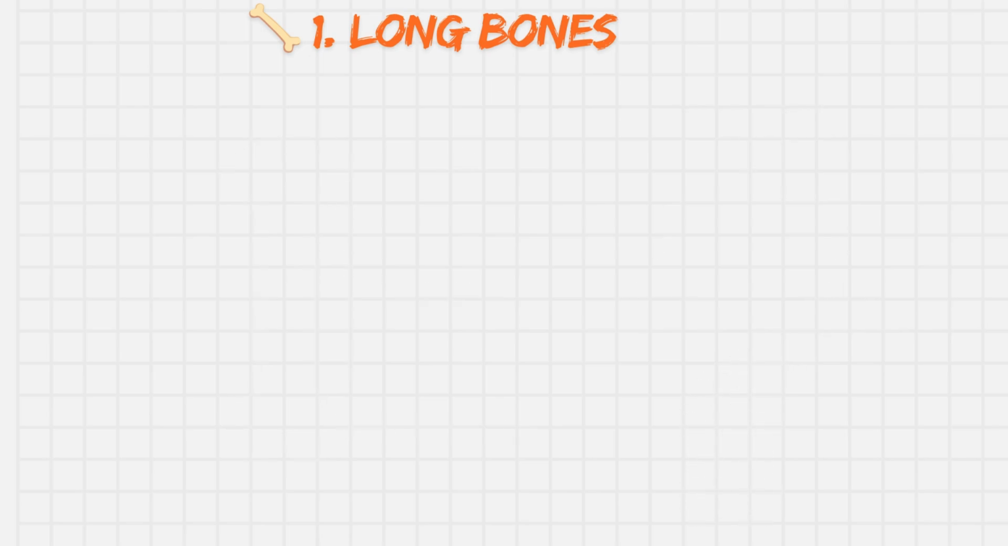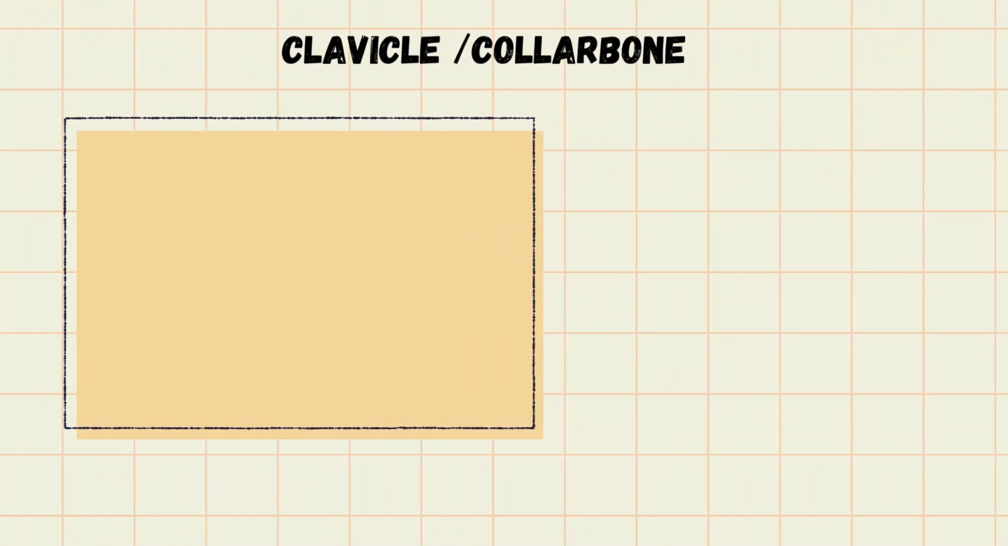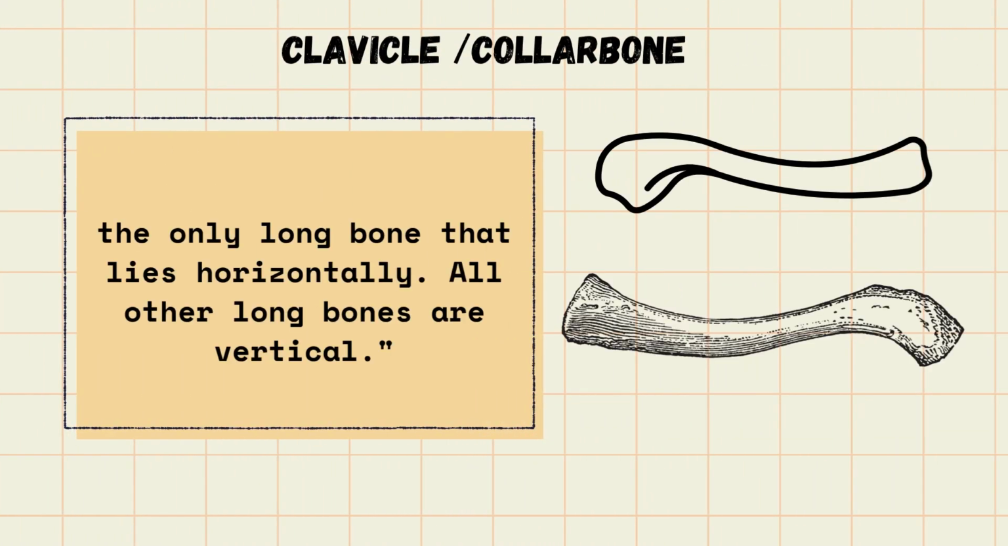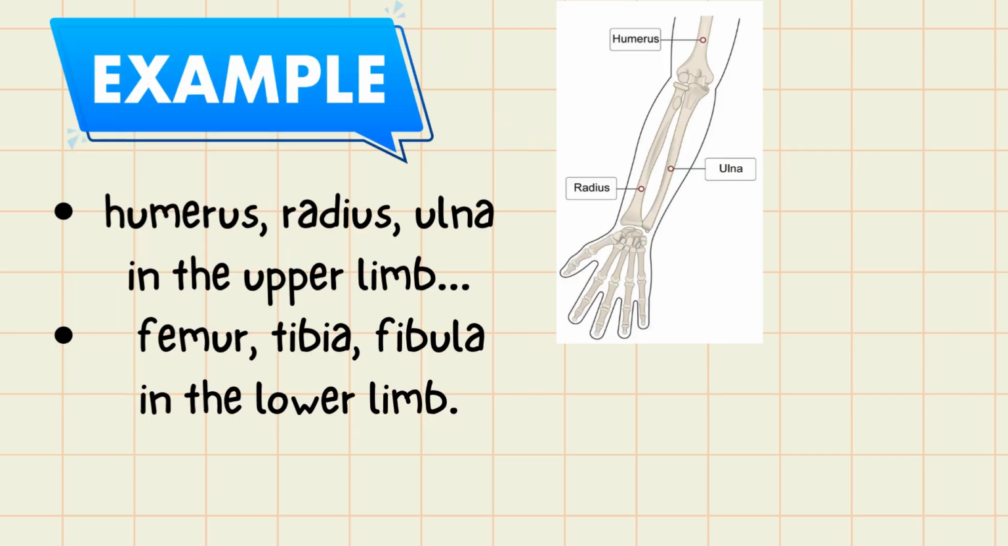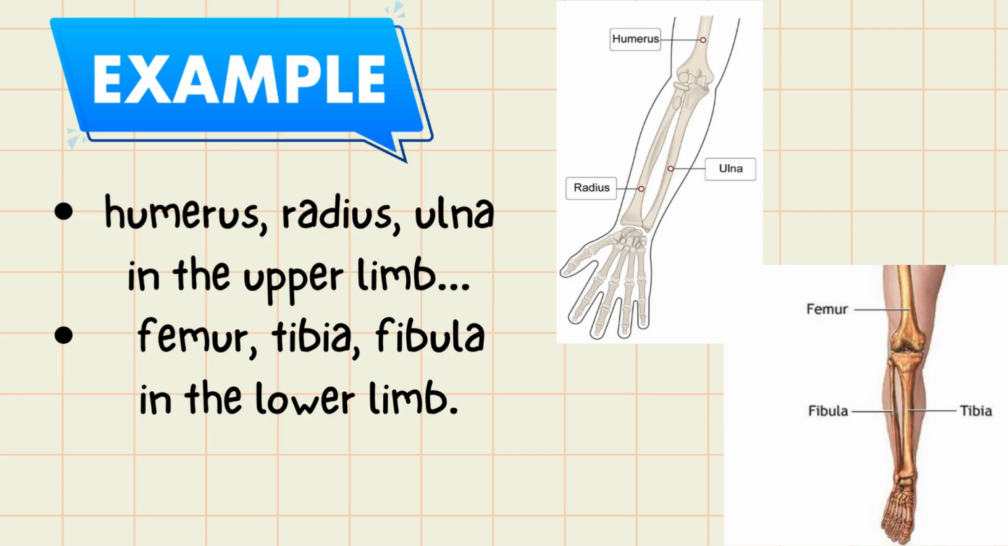And here's something interesting: the clavicle, or collarbone, is actually the only long bone that lies horizontally. All other long bones are vertical. Examples: humerus, radius, ulna in the upper limb, and femur, tibia, fibula in the lower limb. These are all your major long bones.